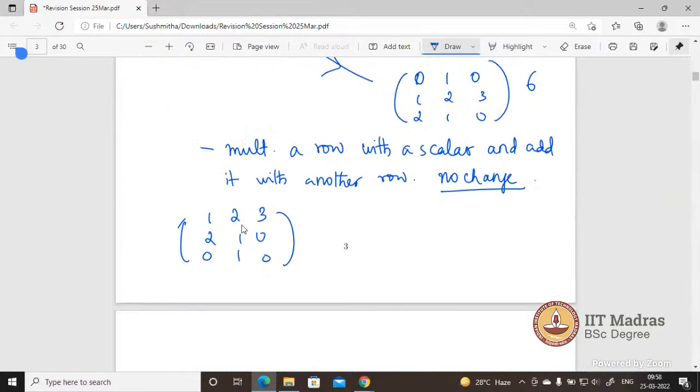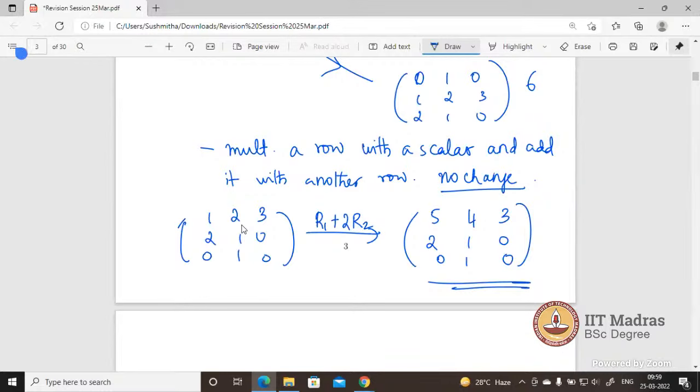So what we are doing is, say for example, I replace R1 with R1 plus 2 times R2. So I'll get 4, 2, 0 in the first row, then 2, 1, 0, and 0, 1, 0. So what is the determinant of this new matrix? 6. Yeah, it's still 6. You can expand along the third column. That's the easiest. So it's still 6.